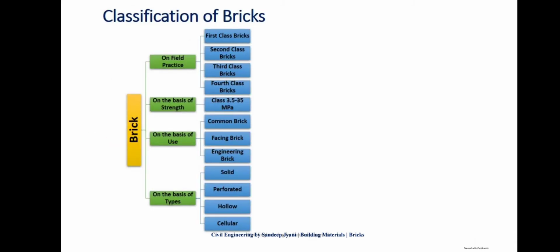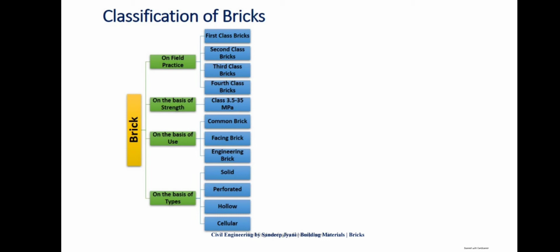Classification of bricks. Classification of bricks is of four types. First, on field practice. Second, on the basis of strength. Third, on the basis of use. And fourth, on the basis of type. First, on the field practice: first class brick, second class bricks, third class brick, and fourth class bricks.